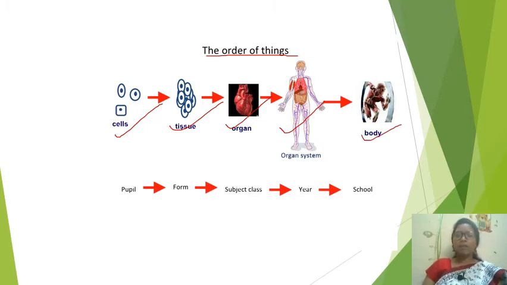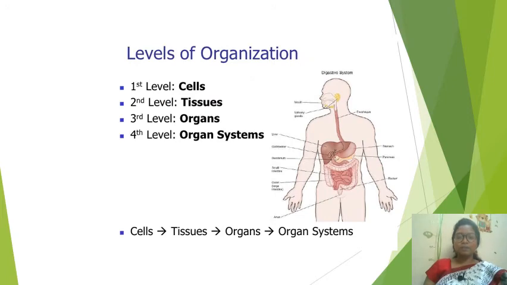Let us take an example of a school. A pupil means one student. There will be many students. Then subject class, and then year, and it will form a school. It is just an example to explain the order of things. So what are the levels of organization? The first level is cells, the second level is tissues, the third level is organs, the fourth level is organ system, and then organ systems form an organism.